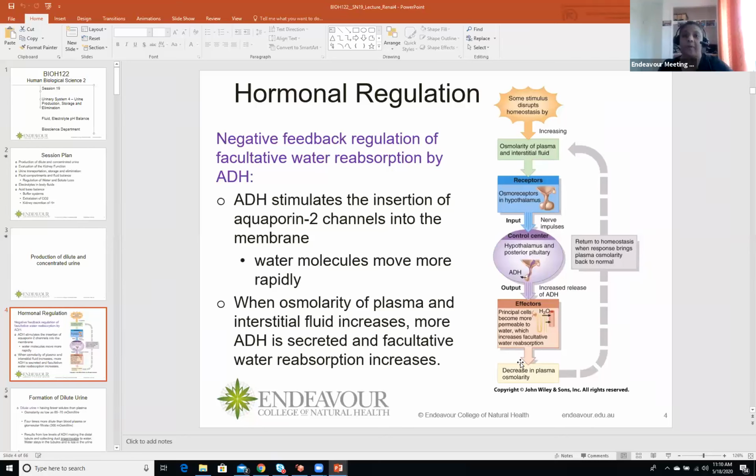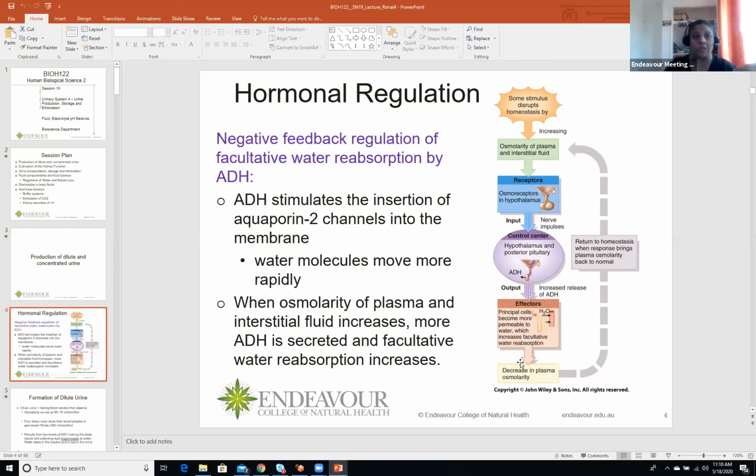So what will happen to the urine? The urine that is being formed and accumulated in the collecting duct is actually losing water, so it becomes more concentrated. So that type of urine will be very concentrated urine. Okay. So that is basically how concentrated urine is formed because of the antidiuretic hormone.